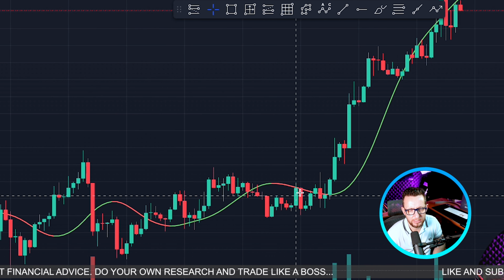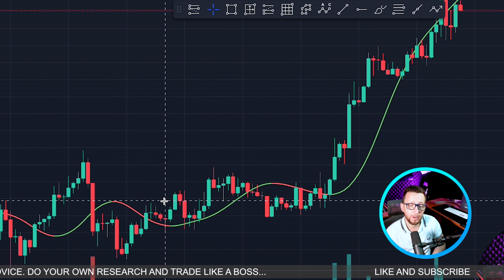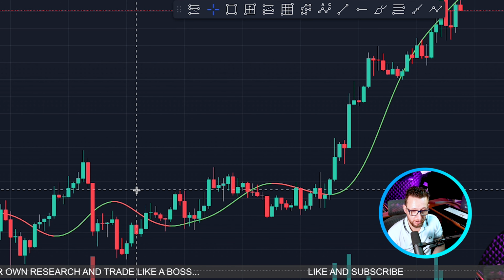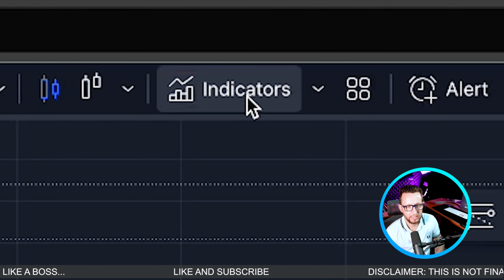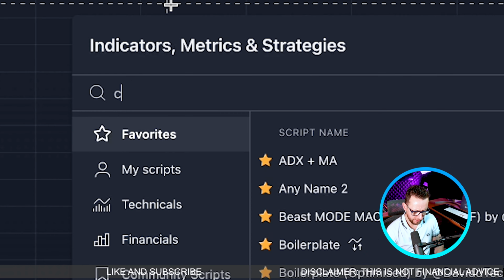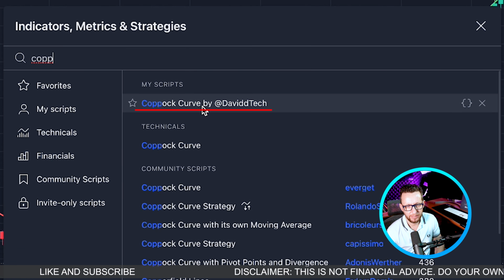Okay, but obviously there's consolidation areas, and that's why we're going to be coupling this indicator with other indicators for our entries. Now we don't want to put too many indicators on, but we're going to stick with our rules. Okay, so our second indicator, I'm going to click on indicators up here, and we're going to be adding the Coppock Curve by David Tech as well.